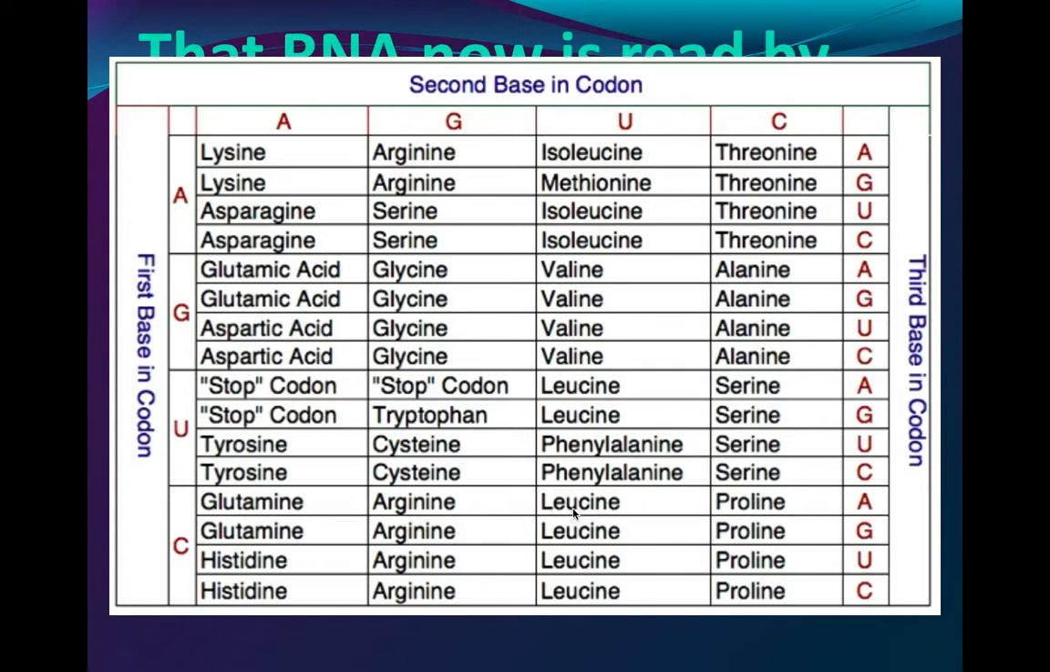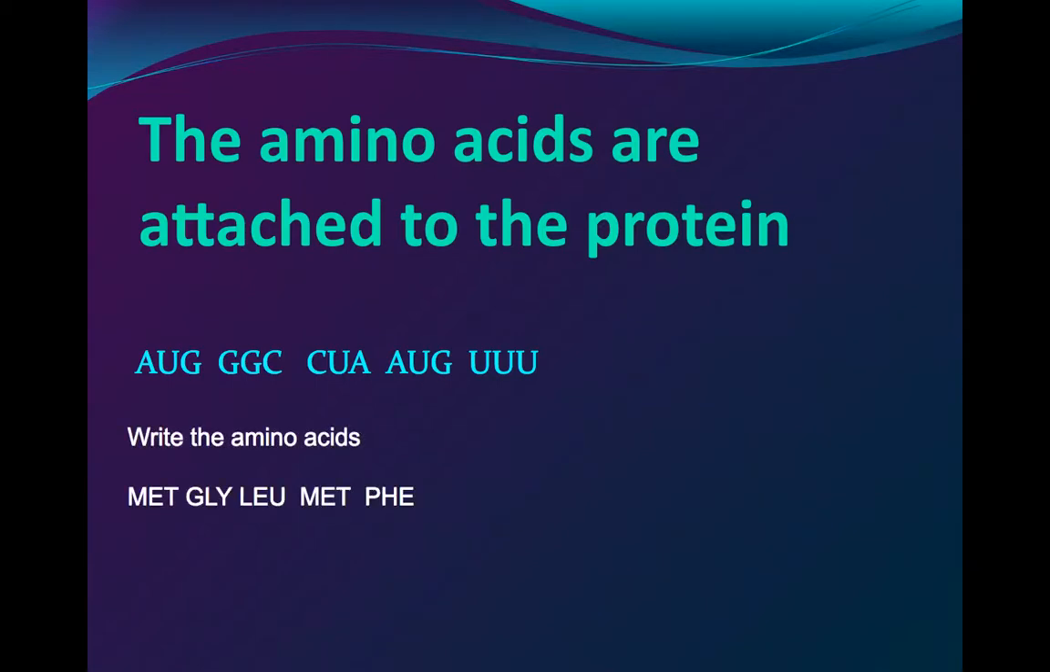Okay, your next one is AUG again, so it's the exact same AUG, so MET, and then U, first letter, second letter U, third letter U, phenylalanine, so abbreviation PHE. And if you're struggling a little bit, don't worry, I'm going to give you plenty more practice. All right, so these were the amino acids that we ended up with: MET, GLY, LEU, MET, and phenylalanine.